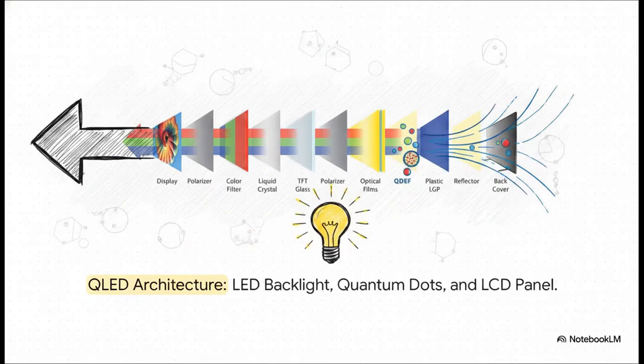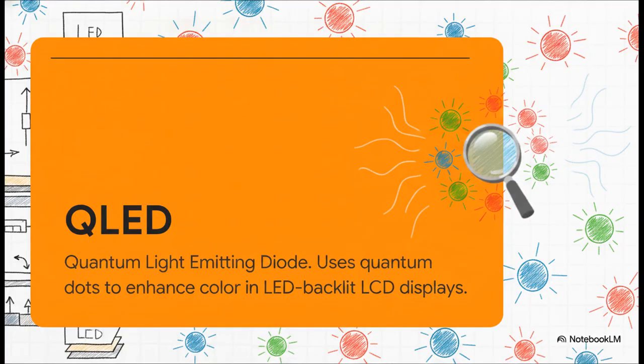As we draw this out, notice what we're doing. We are actually bringing the backlight back. But instead of just shining it through standard, boring color filters, we're feeding it through a highly advanced layer called a quantum dot enhancement film. Which brings us to QLED, or quantum light emitting diode.